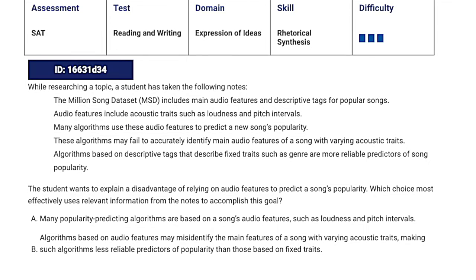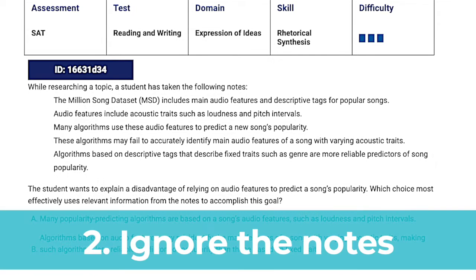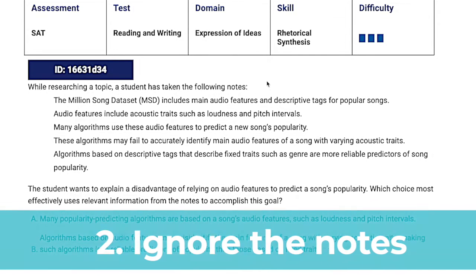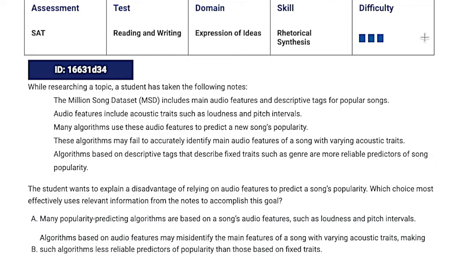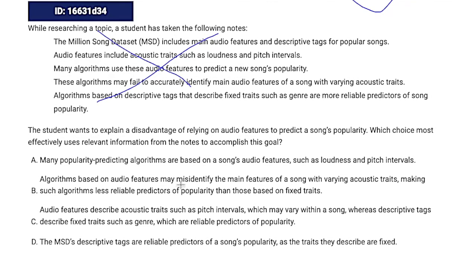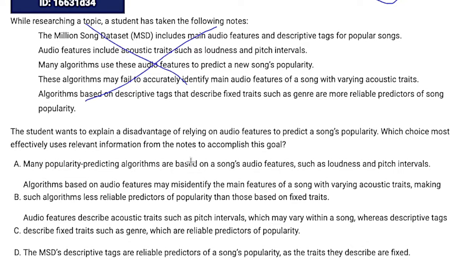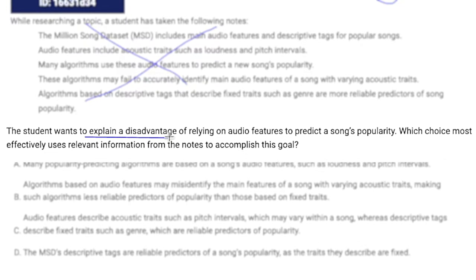My next time-saving tip in the English section is to ignore the notes on rhetorical synthesis questions. I will purposely show you this with 2 hard questions just to show you that it works regardless of the difficulty level. So we're going to ignore these notes. We're going to go straight to our question and answers, and we're really just focusing on the goal. So what is the goal? Explain a disadvantage of relying on audio features to predict a song's popularity.